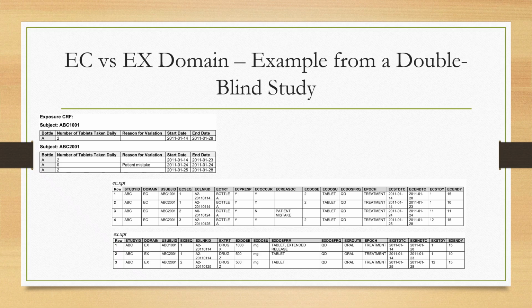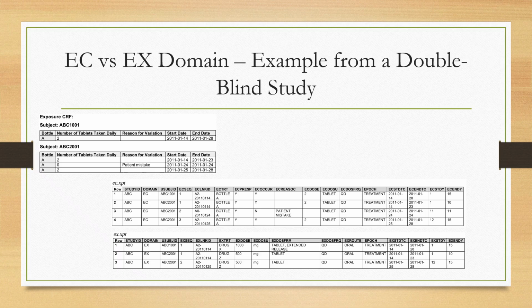So you can see that instead of populating two tablets, that is EX dose being 2 and dose unit being tablets, we are populating the dose and dose unit in the units which are mentioned in your protocol and not in the format of what we have collected on the CRF. Here in the protocol, it was mentioned that the subject will receive two 500 mg tablets once daily for drug X and two 250 mg tablets once daily for drug Z.